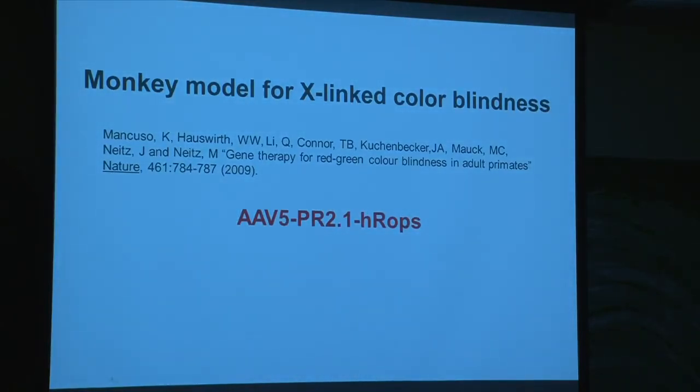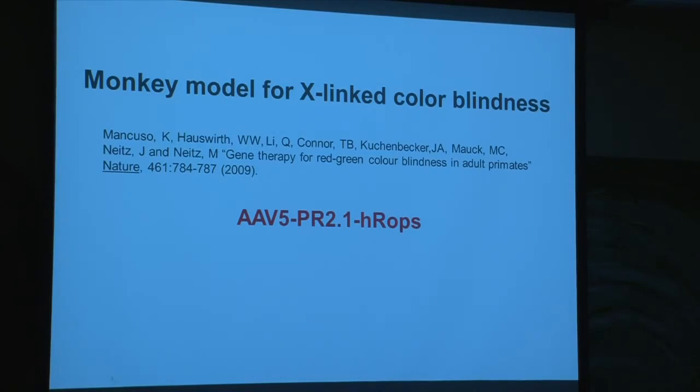Let's look now at a primate form of foveal deficiency, X-linked color blindness. In this case, it's red color blindness, so it's protanopia, not a blinding disease, a condition, but it mimics. It allows us to test the idea that we can deliver a cone gene to a primate fovea. Again, AAV5, PR 2.1. In this case, the human red opsin promoter cDNA is what we're going to deliver.